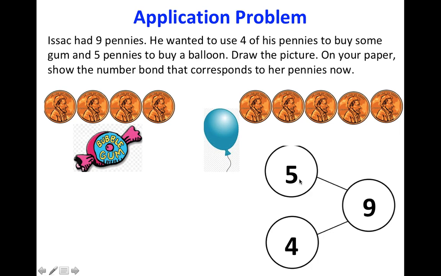And then for the balloon, he uses 5 pennies. So I'm going to match 5 pennies with 5 over here. This is to show that the two parts of 9 are 5 and 4. So the way we would say it is 5 and 4 is 9.